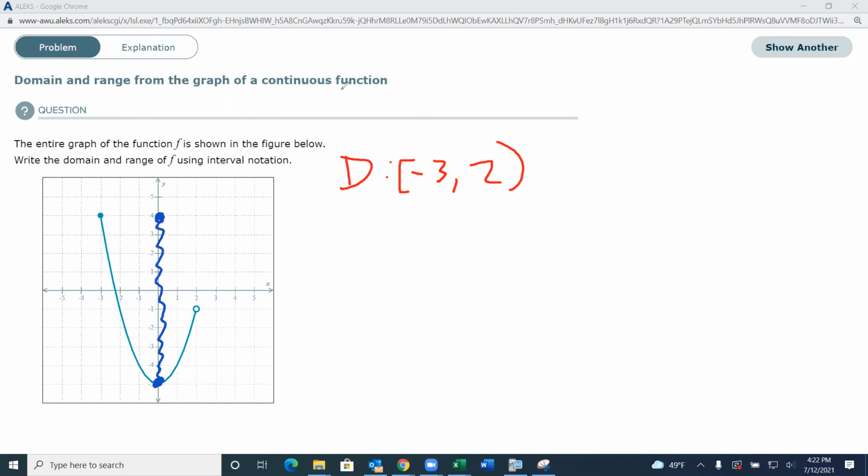And all y values from -5 to +4 are being used. So the range is going to be everything from -5 bracket to 4. Okay. And that's how we do it.